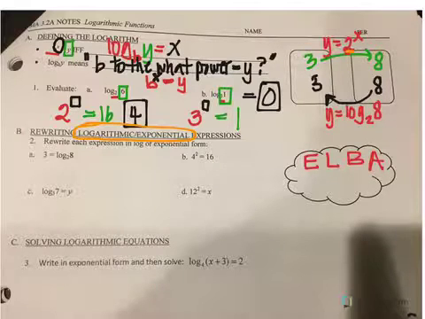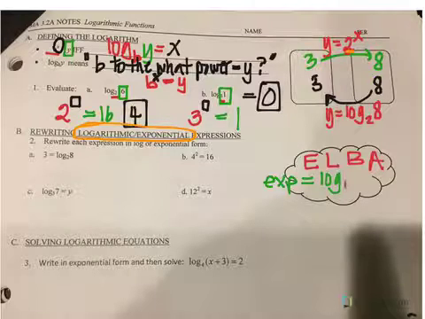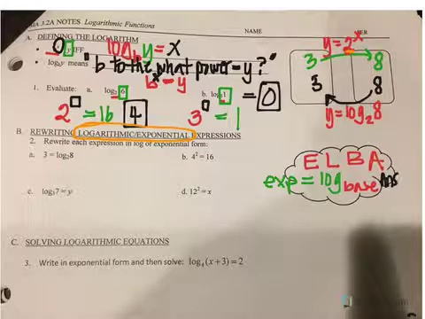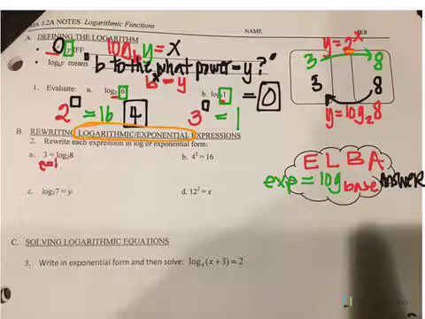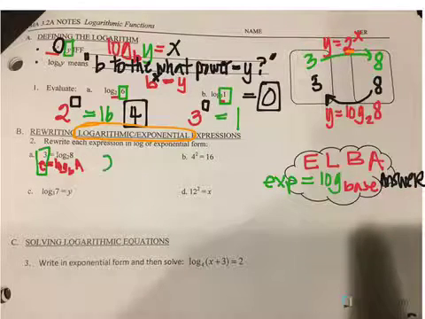Well, what is ELBA? ELBA is a little way to remember that the exponent is equal to the log base answer. Okay. So in other words, if I do ELBA here, ELBA, exponent equals log base answer. So what does that mean? That means that 3 is the exponent, 2 is the base, and 8 is the answer. And I'm done.